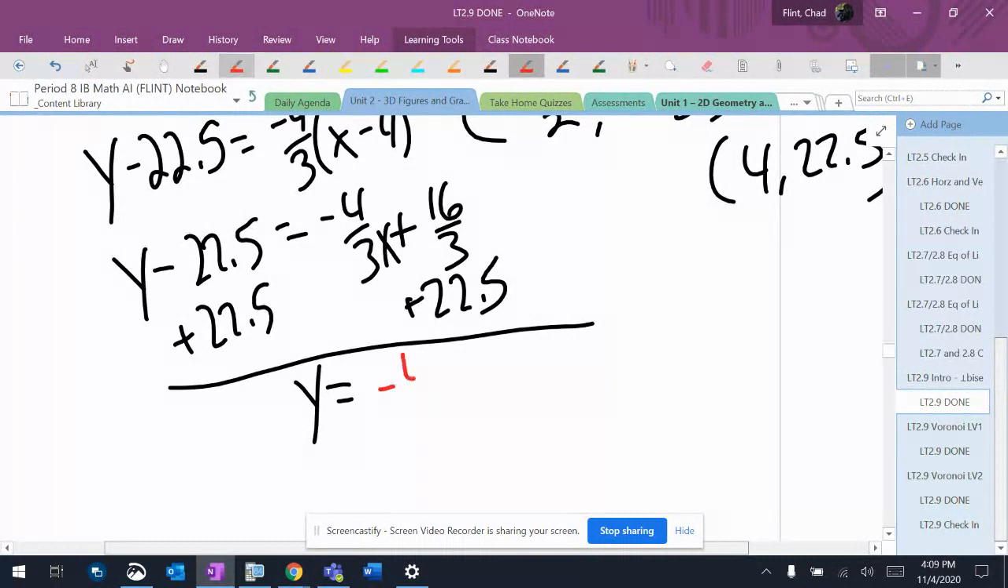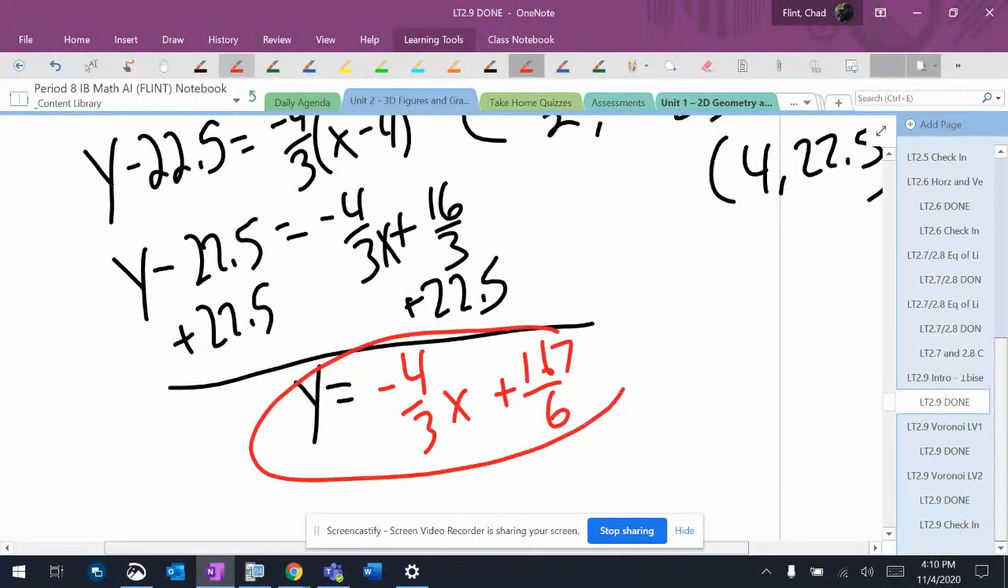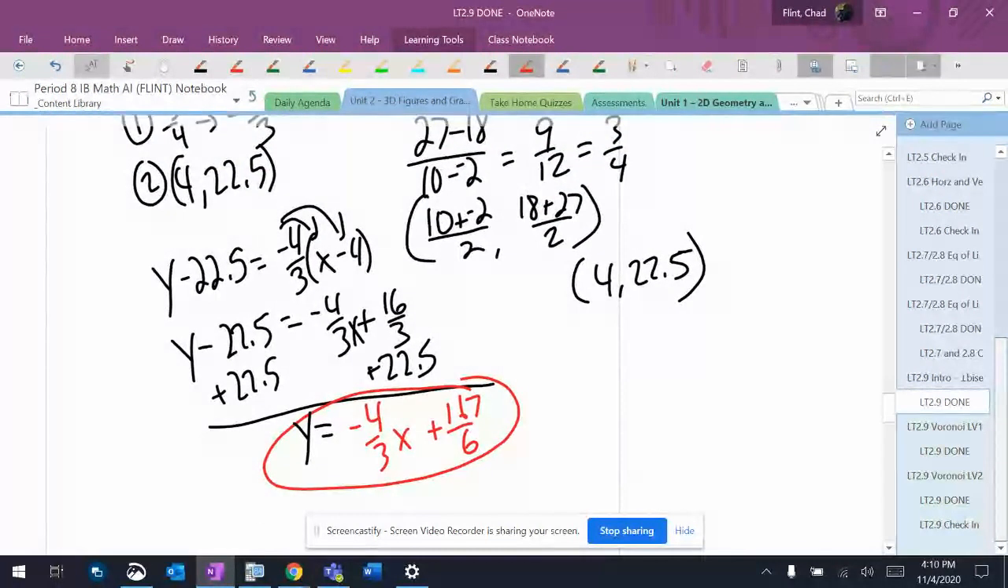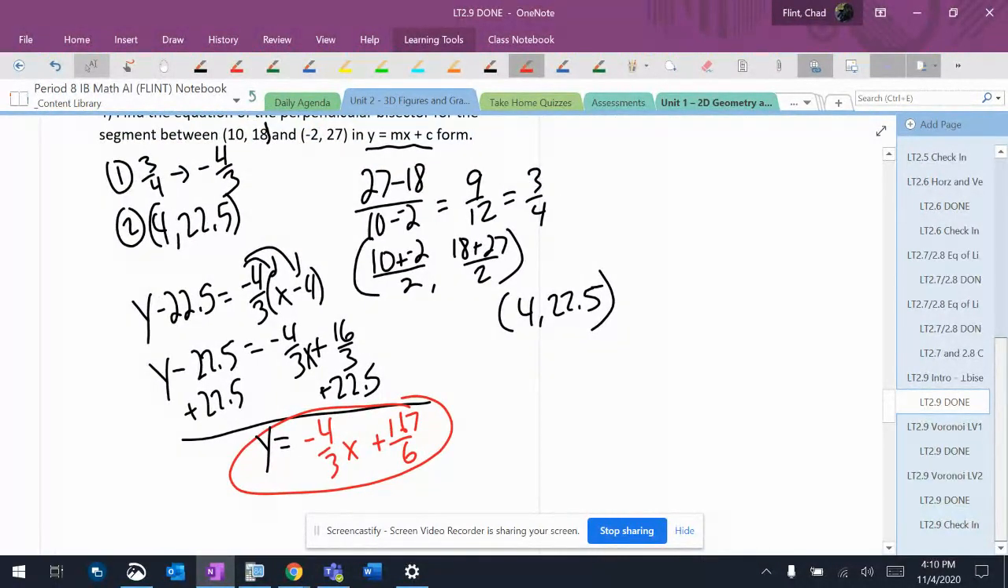How about -4/3 x plus 167 over 6. So that one was much more challenging just because the numbers were harder. So just take your time, much better than I did.